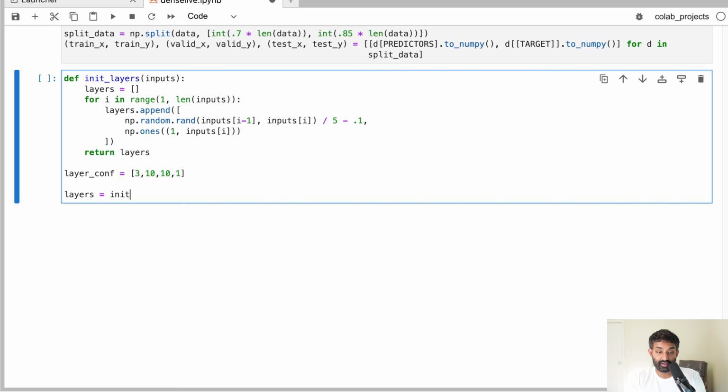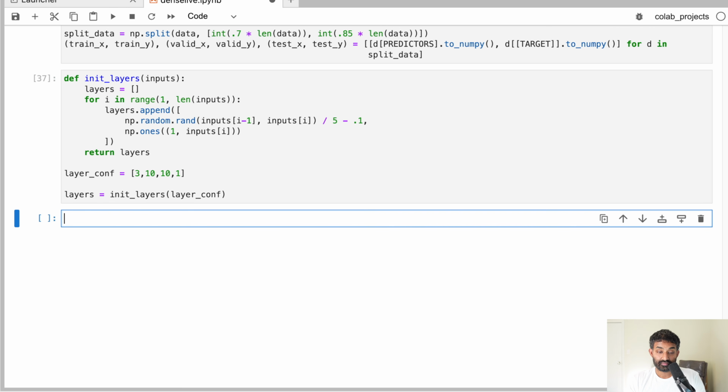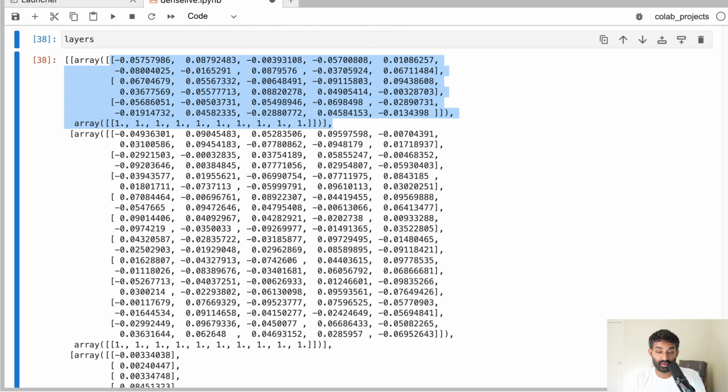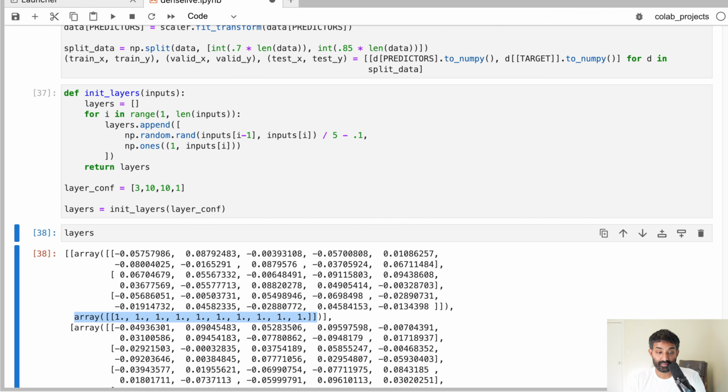So we can go ahead and initialize our layers and take a look at them. So these are our layers. Each layer is just a list, and the first element in each of those lists is the weights. The second element is the biases.